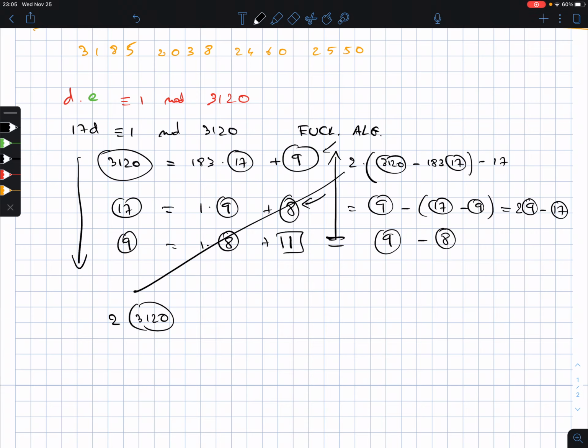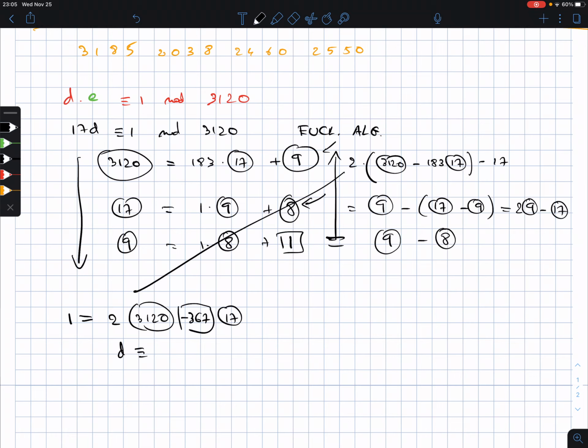And then we have 183 times 2 plus 1. So 367, plus minus 367 times 17. It is a minus. So we know now that D is equivalent to this number, right? Because this is 1. Remember, this is 1, this is another form of 1. Well, let's double check that it is true. Always double check if we do these things.